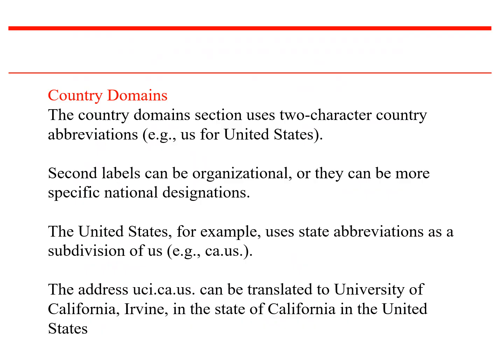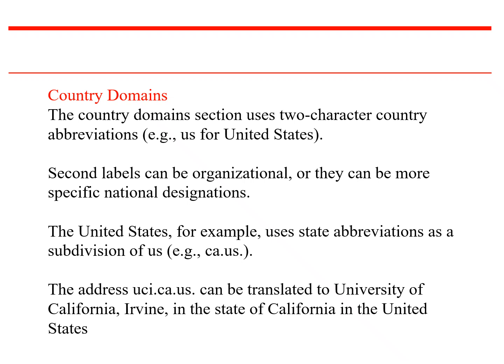Now let us look at the next topic, the country domain. From the term itself, you can understand that there are websites specifically for a particular country. The country domain section uses two-character country abbreviations. US stands for United States, and .in means India. The second labels can be organizational or more specific national designations.